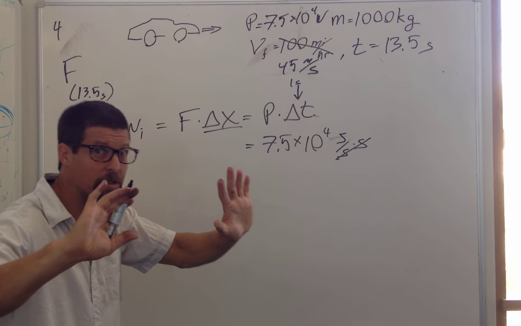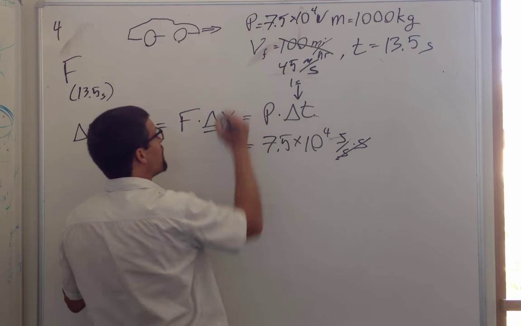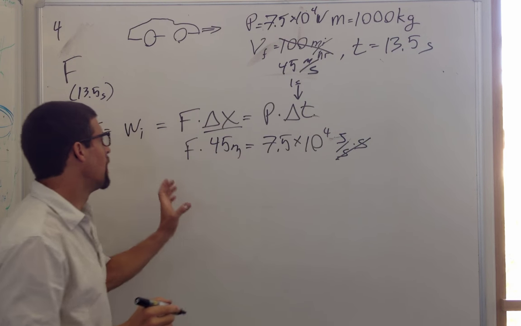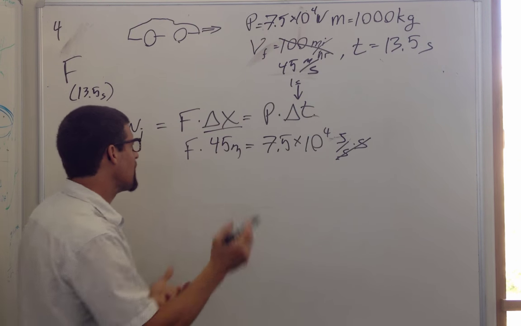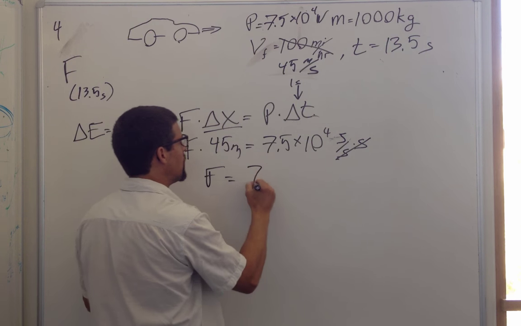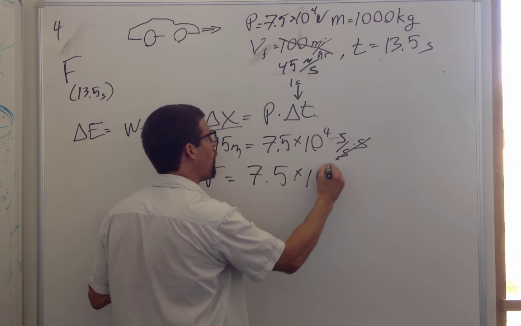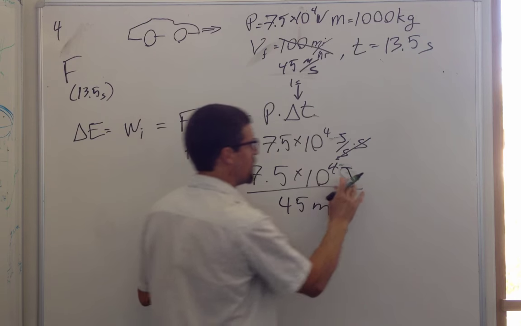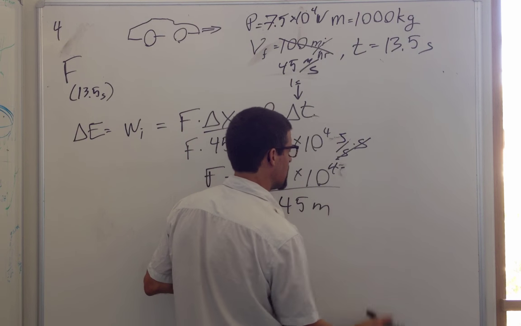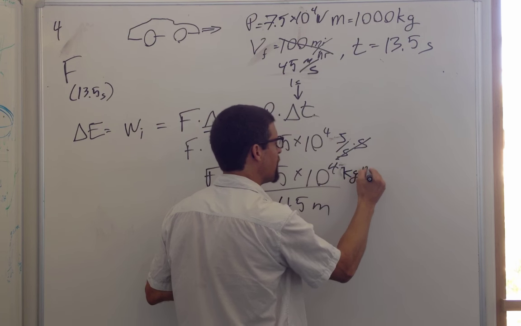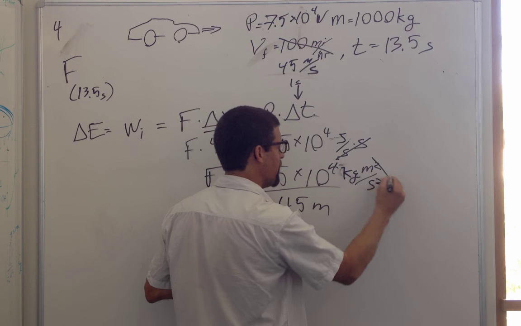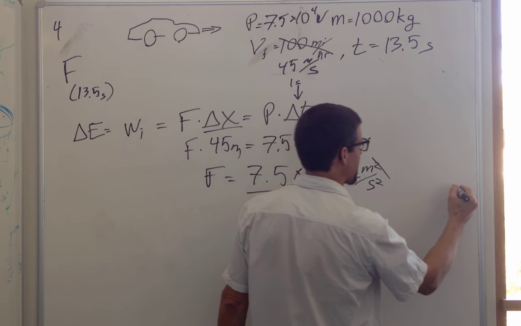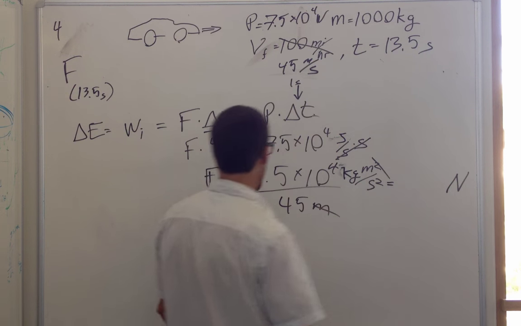I'm getting going a little faster because I'm accelerating, but it's about 45 meters. And so I can find the force during that second. The force is equal to 7.5 times 10 to the 4th joules divided by 45 meters. Let's check the units. A joule is a kilogram meter squared per second squared. This cancels one of the meters, and so I like it because I have a kilogram meter per second squared as a newton.